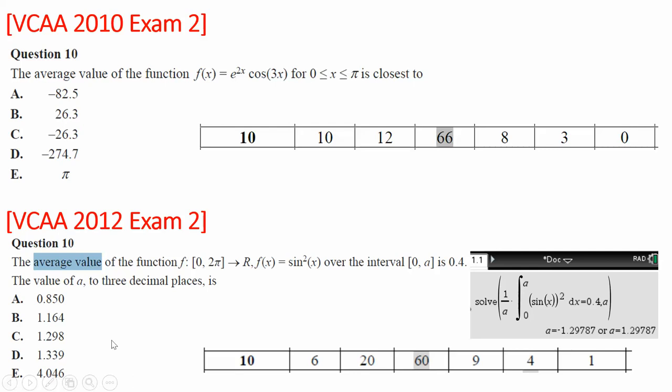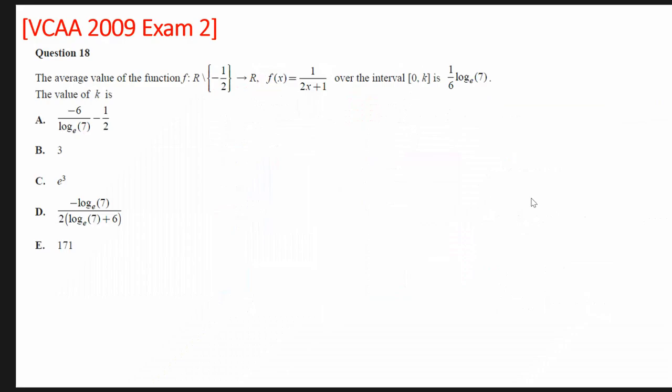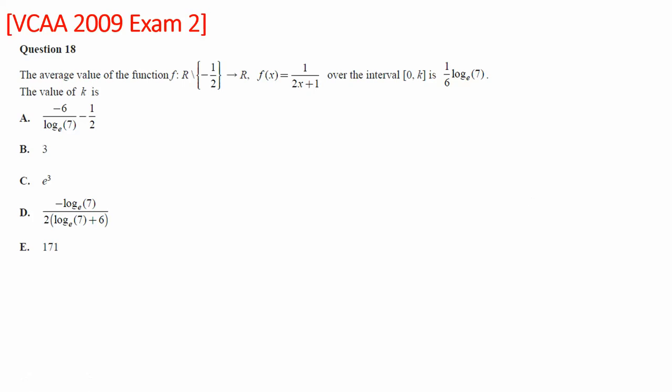Okay, let's try another one. We'll do 2009 before we do the 2015 one. Here we go, average value, same idea. So read the question properly and then see what you need to find. You got the average value of the function. You got a rectangular hyperbola. Asymptote is at x equals negative half. The interval is between 0 to k and is 1/6 log e 7.